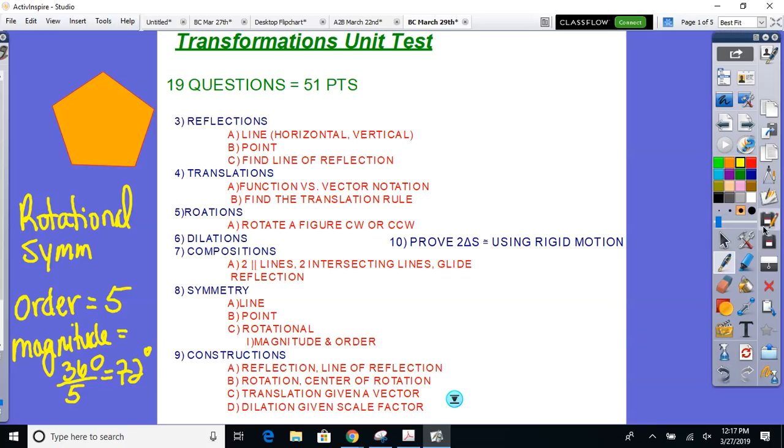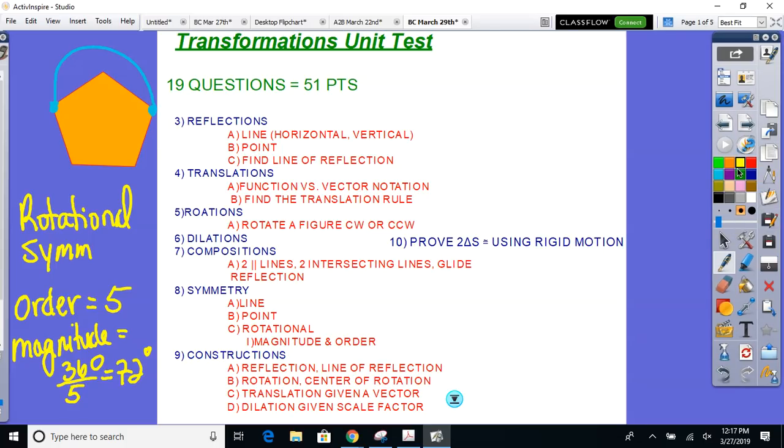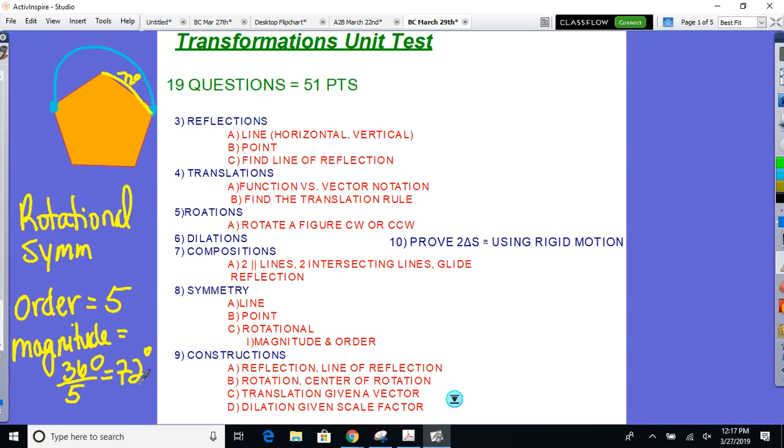All right, quick little question there, honors kids. How many degrees do I go from this vertex to that vertex right there? All right, take a second to think about it. Pause the video if you want. Well, from this vertex to this vertex, I went 72 degrees. That's the minimum number. So I'm going to go another 72 degrees for a total of 144. All right, so just a little checkup question there.